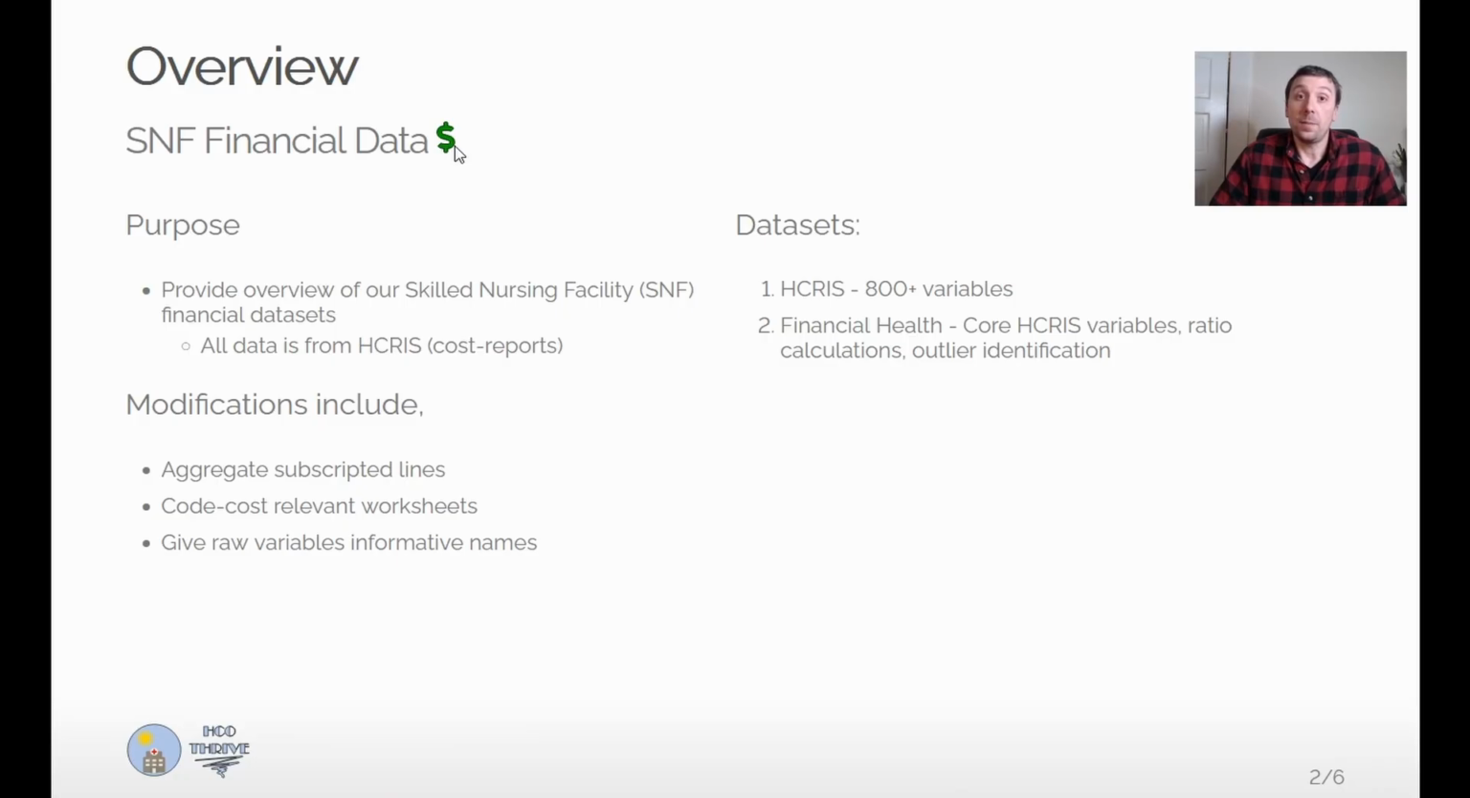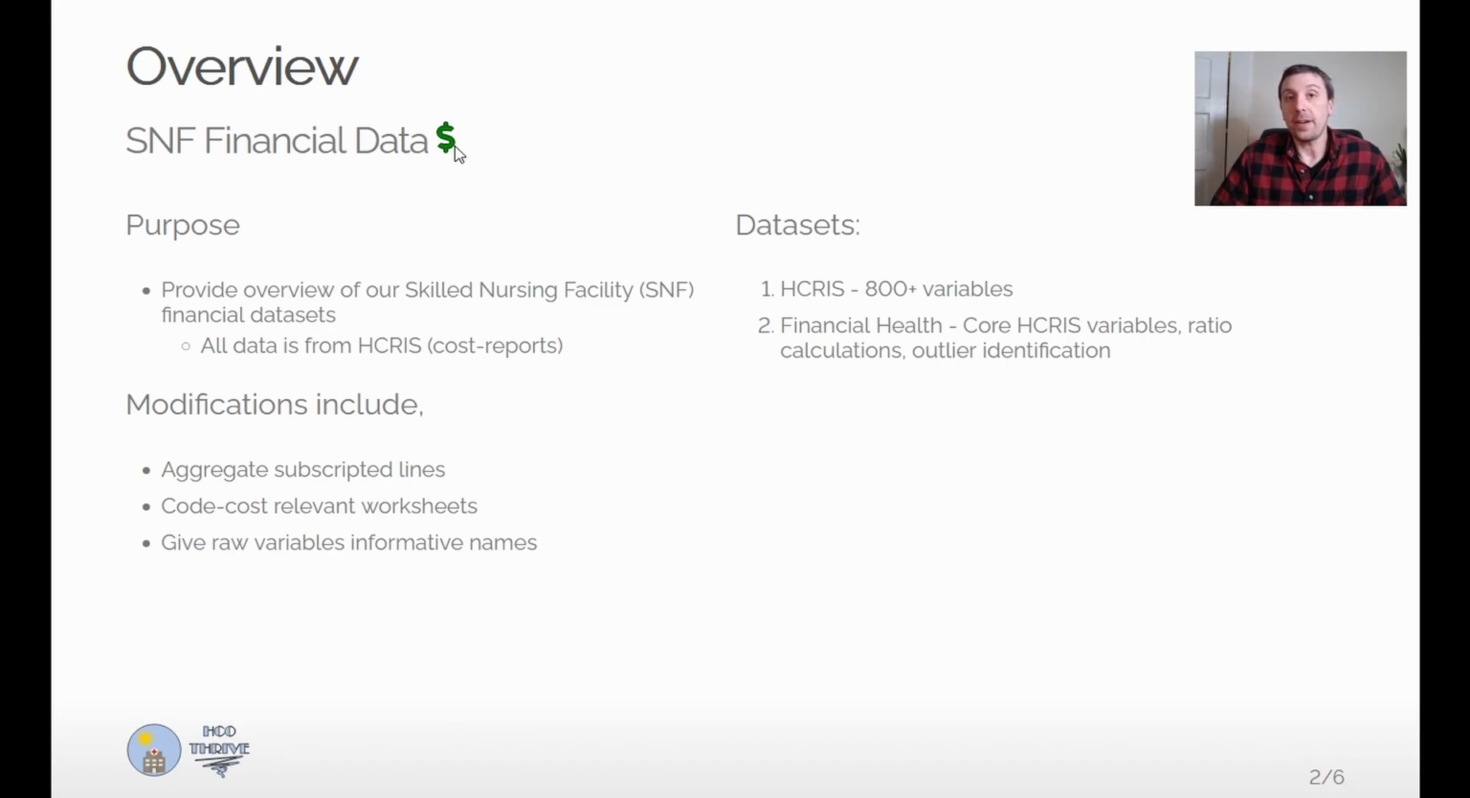This data all comes from the Healthcare Cost Report Information System provided by CMS. Our modifications include aggregating subscripted lines, cost coding where relevant, worksheets A and C, and then giving raw variables meaningful names. Datasets. The first one is just our complete HCRIS dataset.